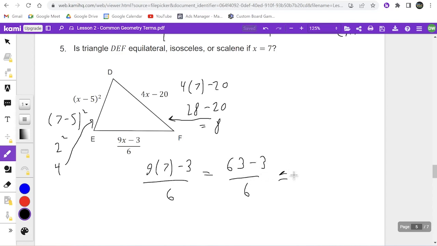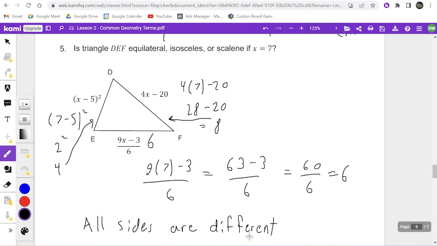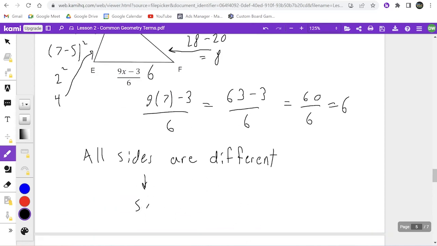63 minus 3 is 60 over 6. And then 60 divided by 6, that's just going to be 6. So the last side is 6. It looks like we had 4 on this side, 8 on this side, 6 on that side. All sides are different, which means we're talking about a scalene triangle.